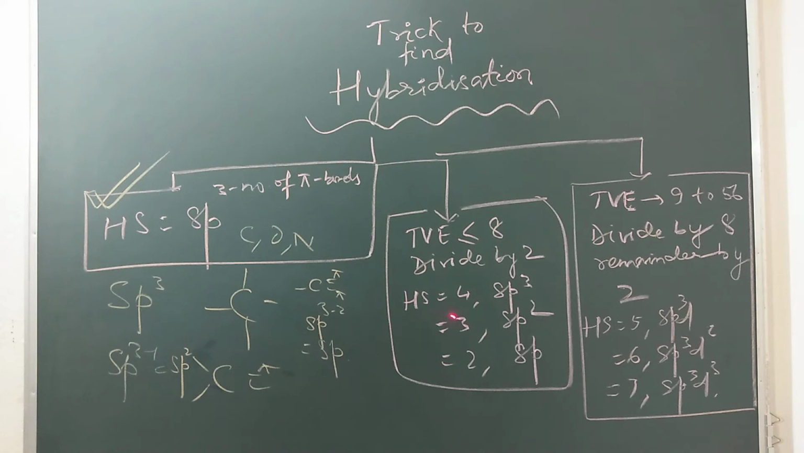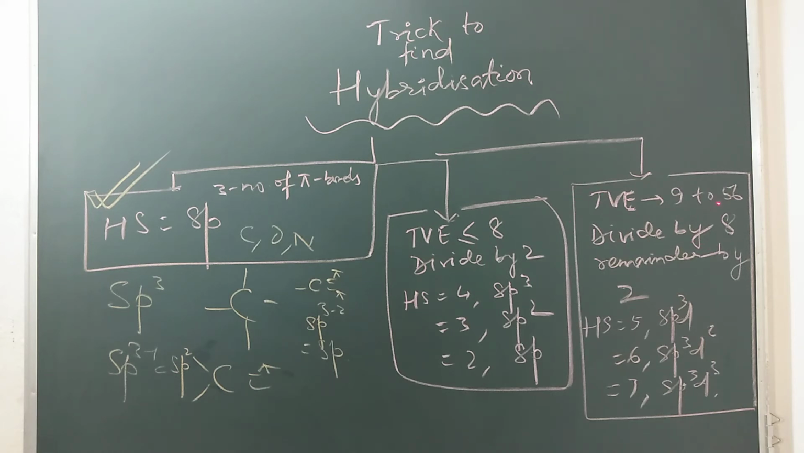And in case of 3, you will get sp2. And in the case of 2, you will get sp. So a number less than or equal to 8 when divided by 2 will give you the hybridization of a particular molecule or compound. Now coming to total valence electrons in the range of 9 to 56.